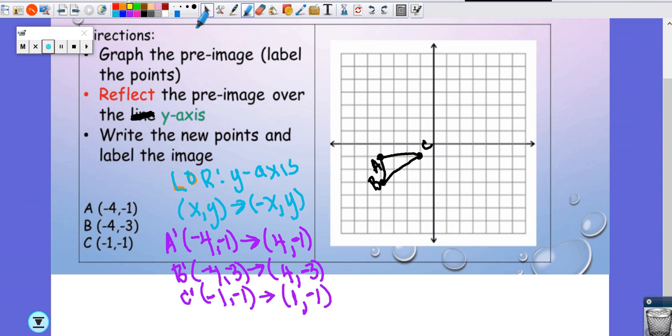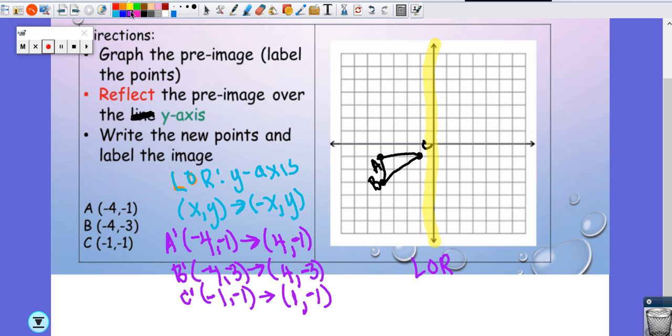So I'm going to go and highlight where my line of reflection is at. And it said the y-axis this side. So here, ooh, I am struggling. Give me a second, honeys. So I'm going to go highlight this. That's my y-axis. And that is my line of reflection.